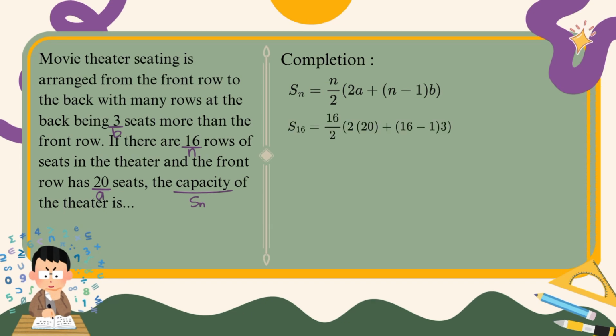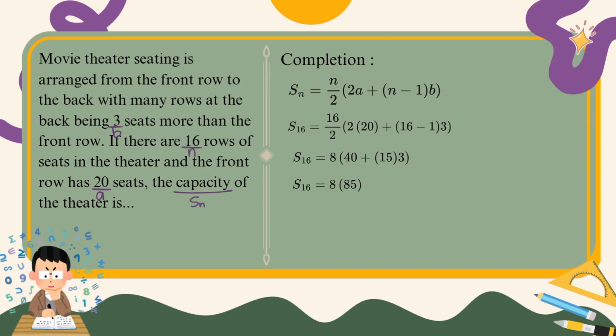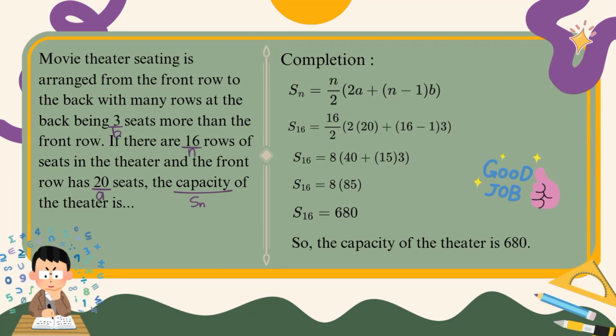S16 equals 16 divided by 2 times 2 times 20 plus in bracket 16 minus 1 times 3 equals 8 times in bracket 40 plus 15 times 3 equals 8 times 85 and S16 equals 680. So the capacity of the theater is 680. Good job!